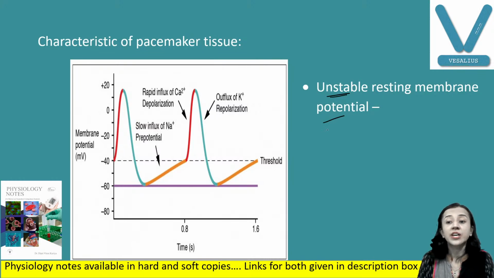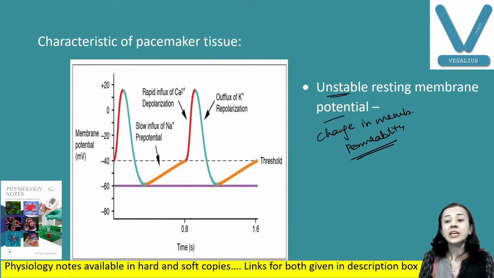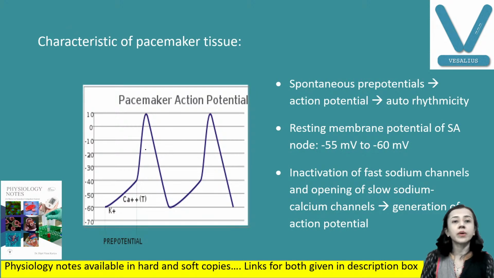That is because of change in membrane permeability of this pacemaker tissue. Therefore the membrane potential will not be steady. Instead, you can see here that it is unstable. And the slow depolarization found between action potentials is known as pre-potential or pacemaker potential. Now, what are the characteristics of pacemaker potential? This property of the spontaneous pre-potential, followed by action potential, is responsible for automaticity or autorhythmicity.